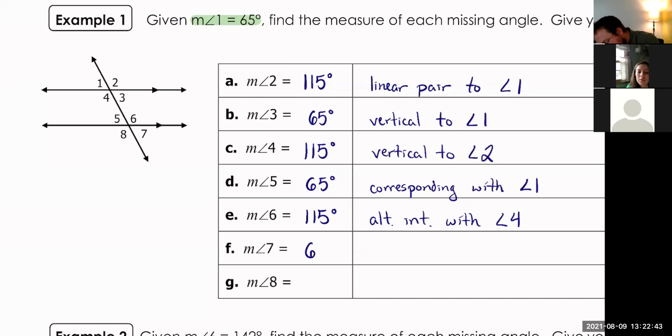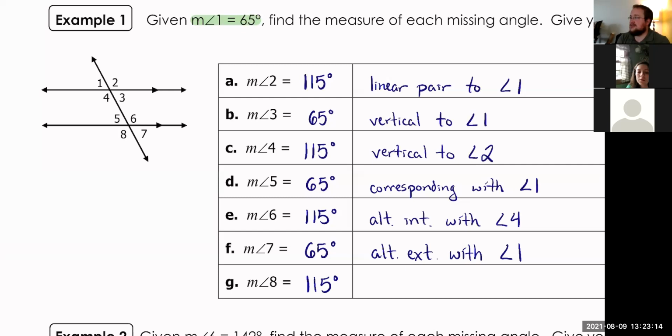65. Again, there's lots of ways to defend it, but for the sake of variety, I'm going to say that angle 7 is an alternate exterior angle with angle 1. Alternate exterior angles are always congruent. Then last but not least, angle 8, 115, because we've hopefully noticed the pattern so far.